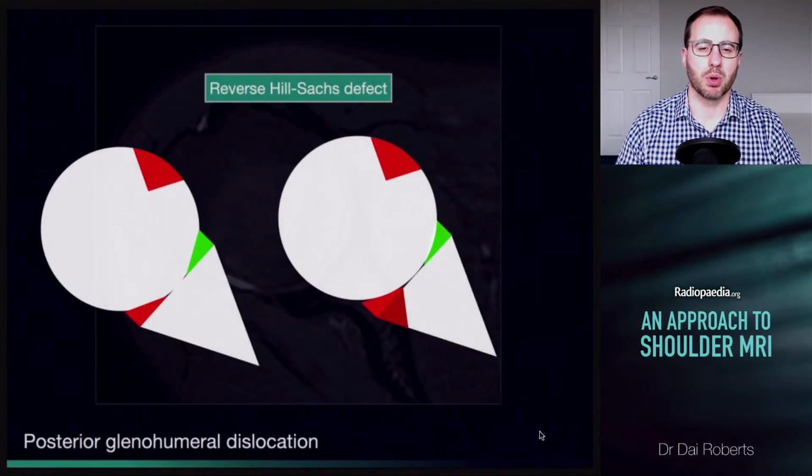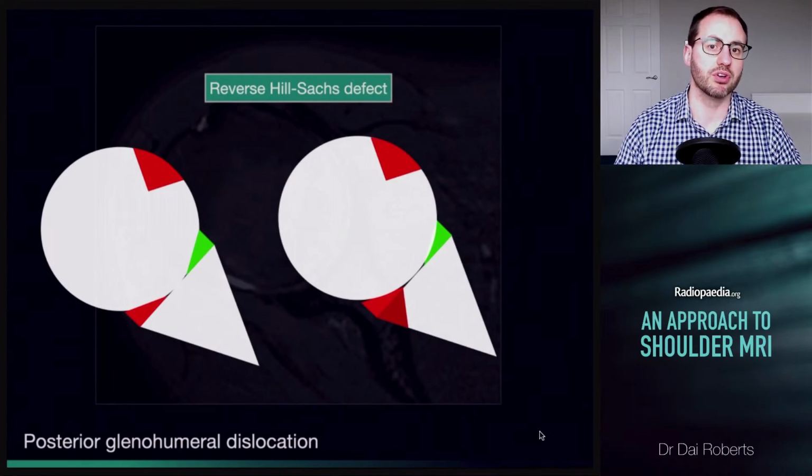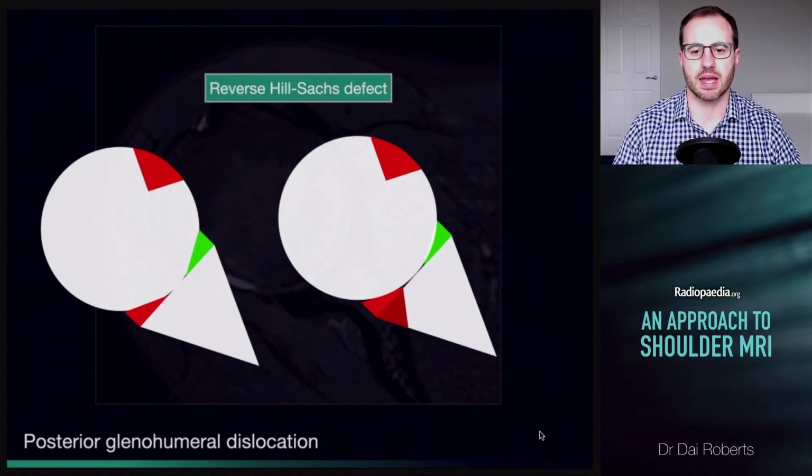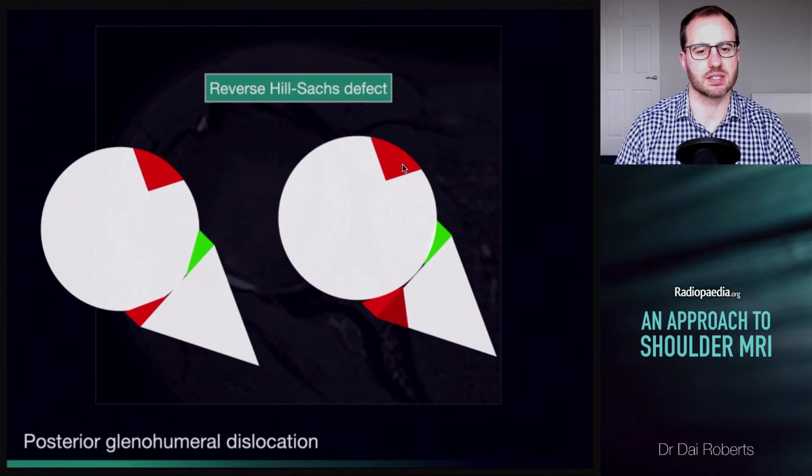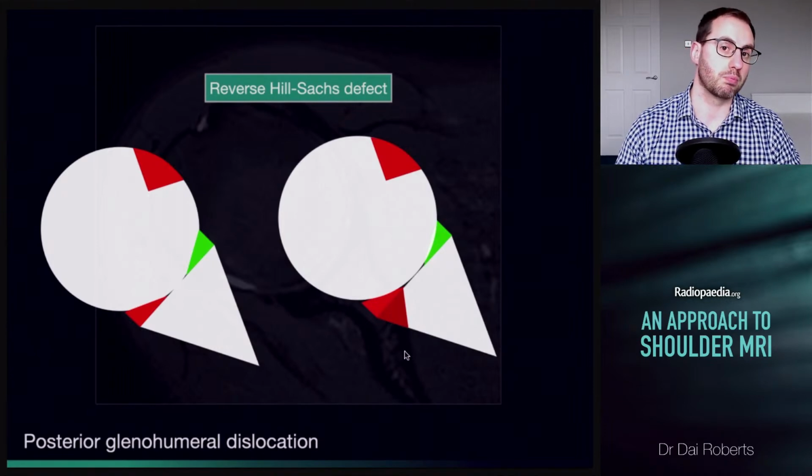Now, if people have posteriorly dislocated, they're going to have the reverse. So you're going to have an anterior medial impaction fracture of the humeral head, which is the reverse of a Hill-Sachs defect and called a reverse Hill-Sachs defect. And if you see a reverse Hill-Sachs defect, we're doing the opposite. We're having a really good look at the posterior labrum and posterior glenoid to look for those reverse Bankarts or reverse bony Bankarts.